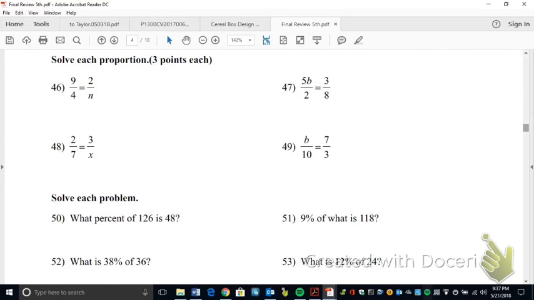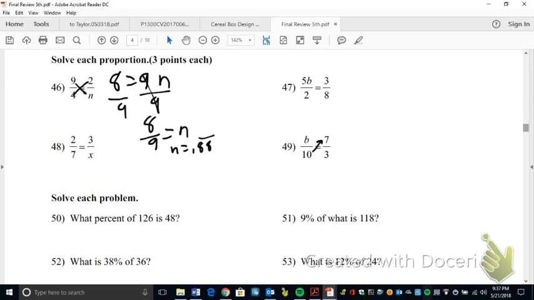Proportions. Proportions are fun and easy. Just cross multiply. So we get 4 times 2 equals 9n. Divide both sides by 9. And we get n equals 8/9. If you're feeling special, want to write it out as a decimal, just put 0.8 bar.